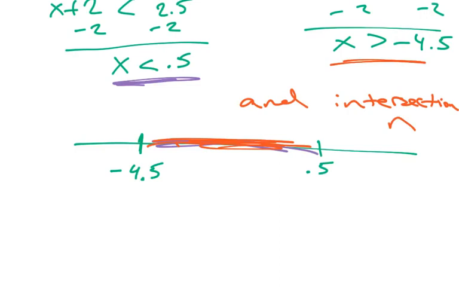And so the answer is going to be, now these are both parentheses because we don't have a line under the symbol. So this would be negative 4.5 to 0.5. And I believe, yeah, we're asked to solve this in interval notation. So there you have it.